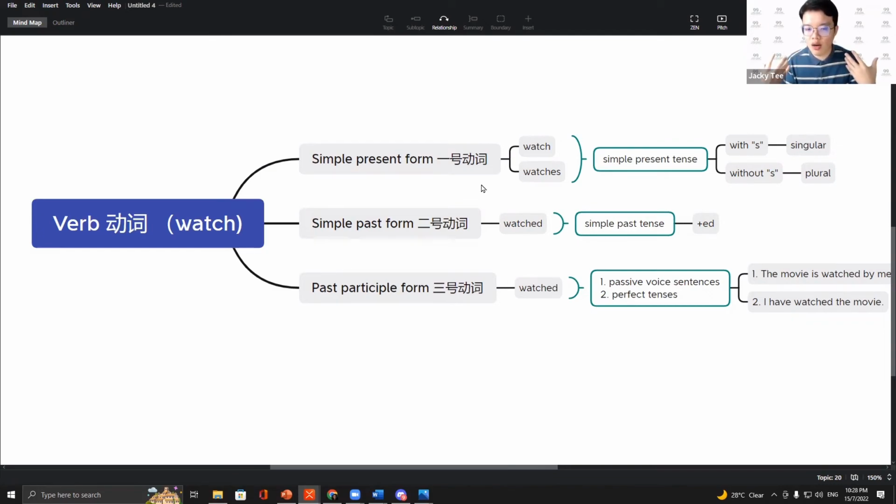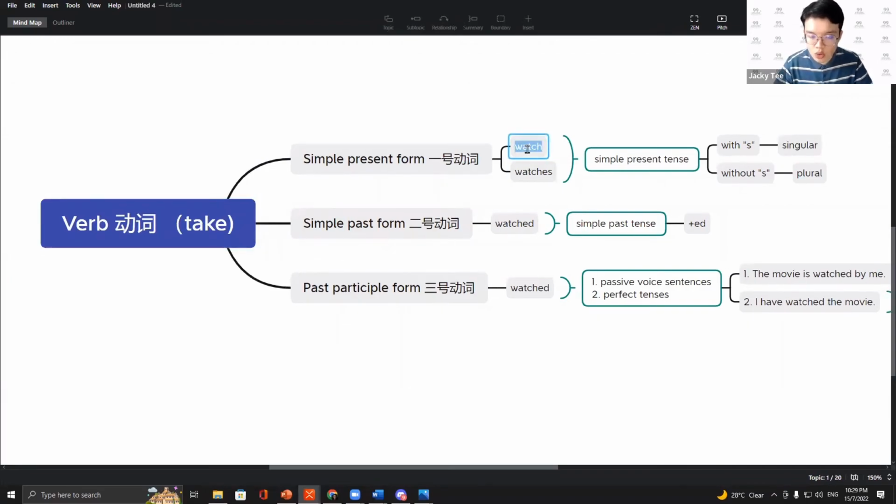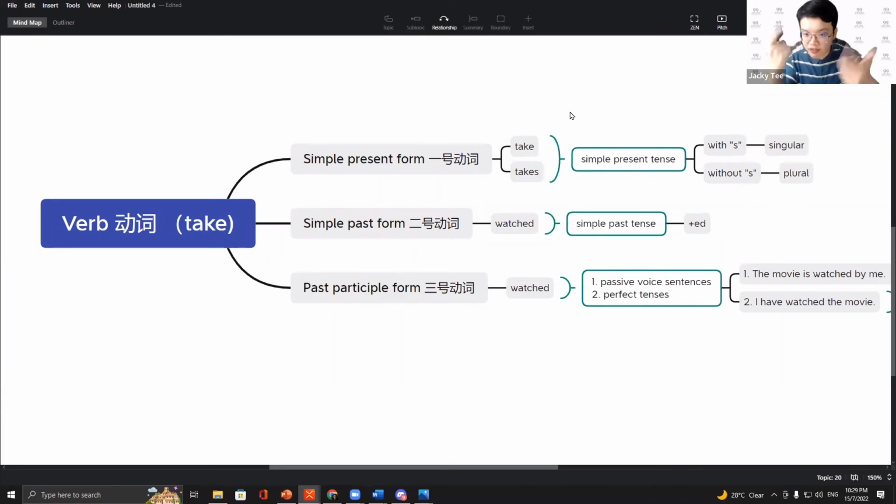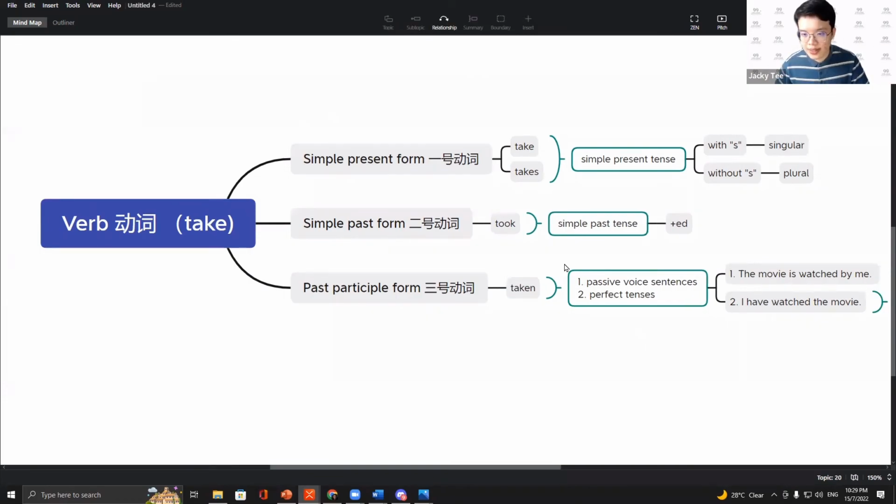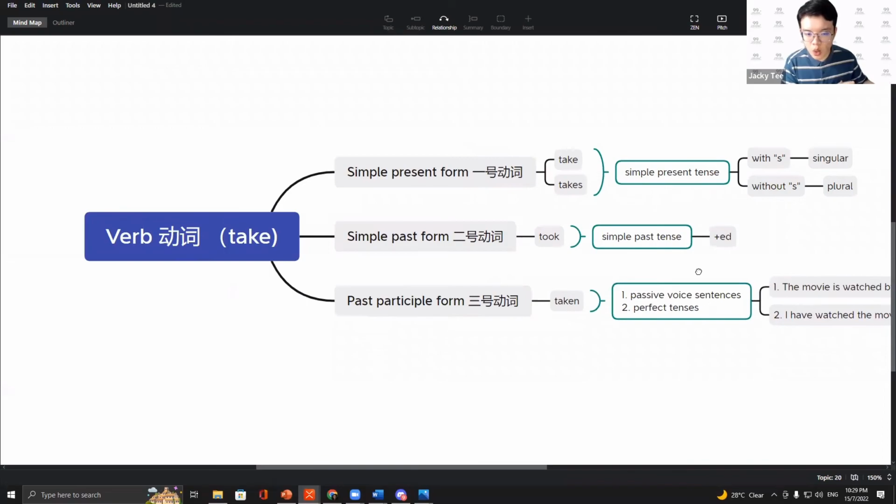So that is how verbs work. Okay. So I give you another example. Other than watch, we can have take. So it shall go to take, or takes. Okay, it falls around between these two. When it comes to the past tense form, it goes to took. When it comes to past participle, it becomes taken. That is how it works. So that is how the verb works.